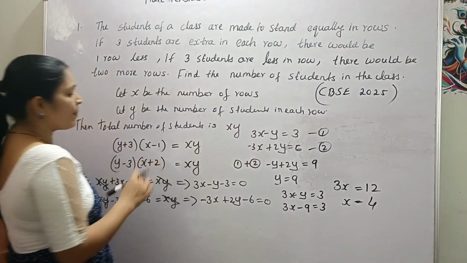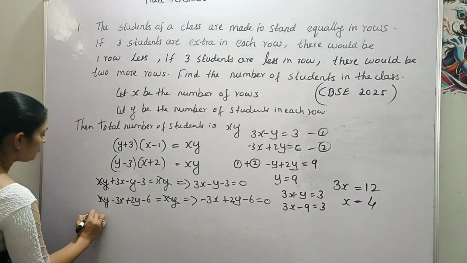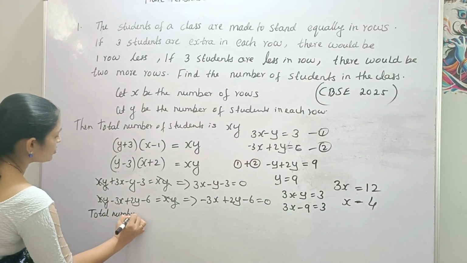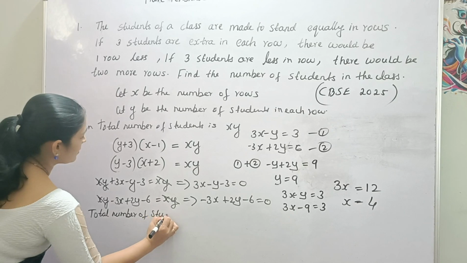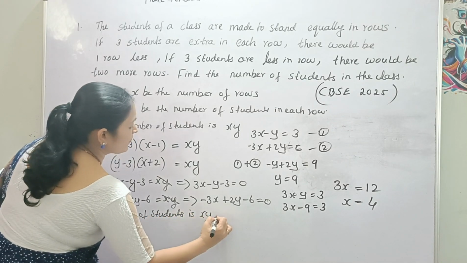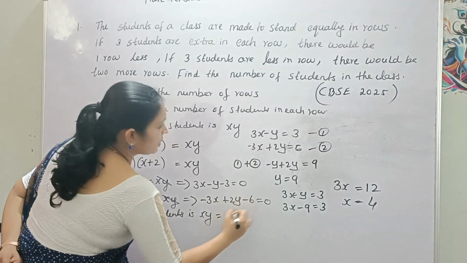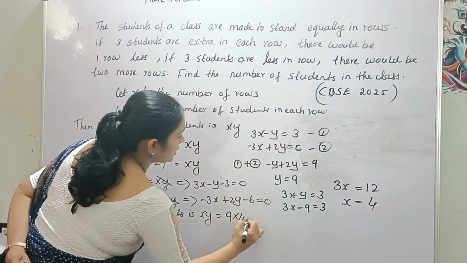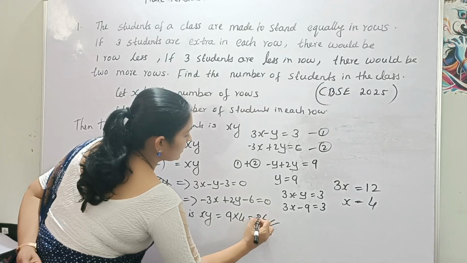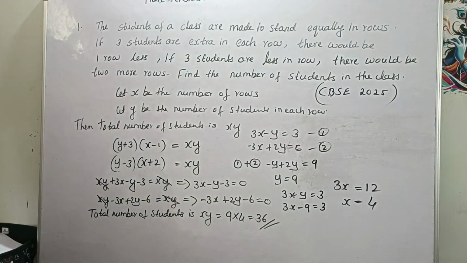So the total number of students is x into y, that is equal to 9 into 4, that is equal to 36. There are total 36 students in the class.